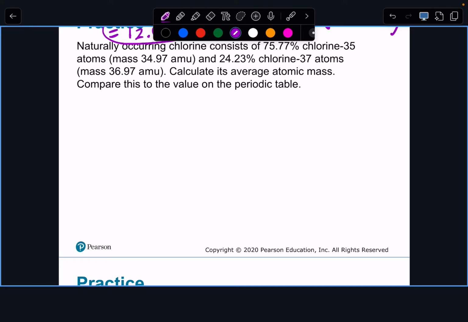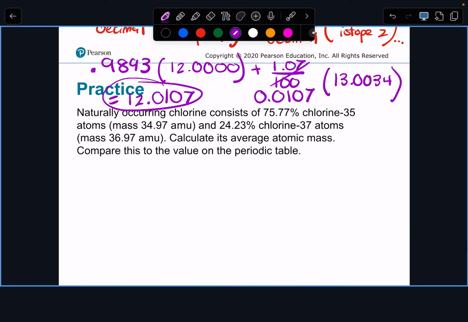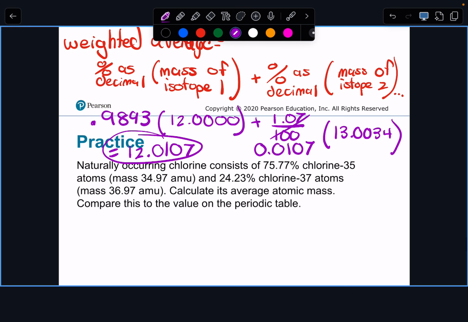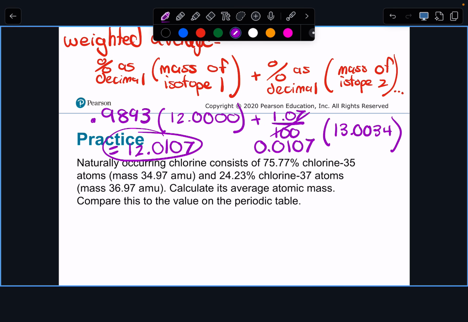Okay, so take a couple minutes, same thing as before. I'll leave this definition of a weighted average up there. We're doing it the same way that we did that previous problem.